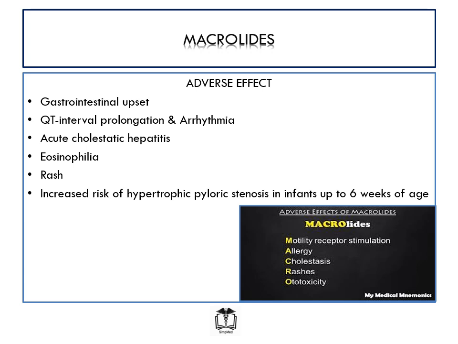One way to remember the side effects of macrolides is by remembering the mnemonic MACRO. The M stands for motility receptor stimulation. A stands for allergies, which will include rash and eosinophilia. C is for cholestasis, which is acute cholestatic hepatitis. R is for the rash as well, although that's already covered by the allergies. And then O is for ototoxicity. Although I didn't mention that in my slide, macrolides could also present with ototoxicity, which could affect the hearing of the individual, leading to hearing impairment.